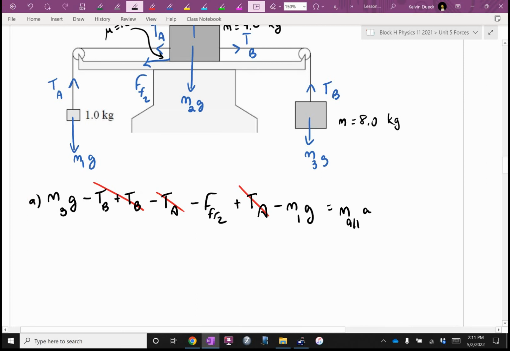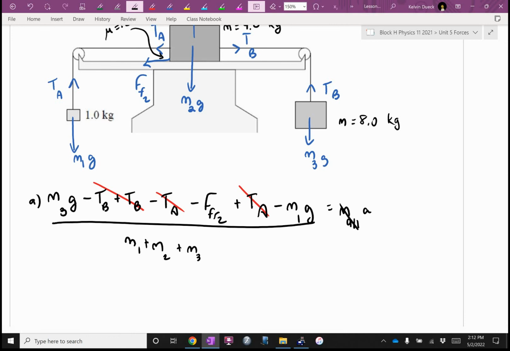Instead of cancel, I'm looking for a word that starts with the letter D. Yeah, that's really what we're saying: divide. And what we mean by M all is M1 plus M2 plus M3.